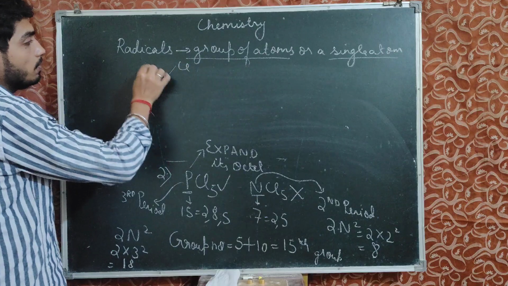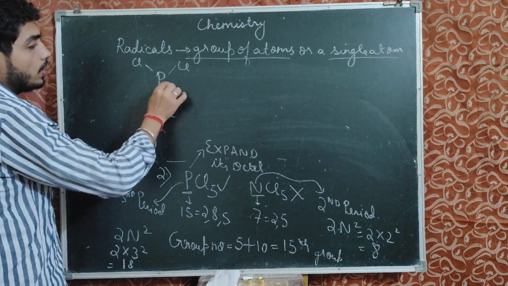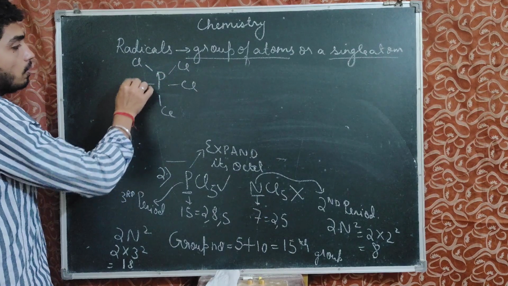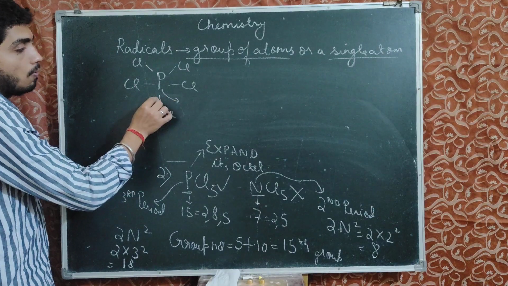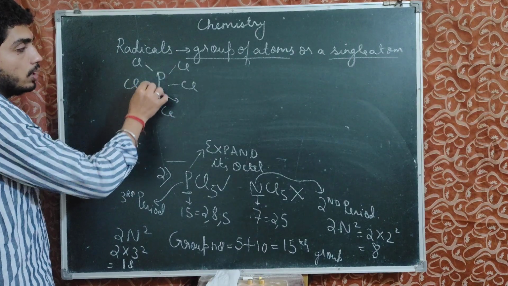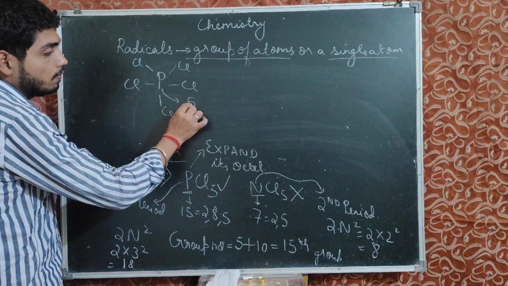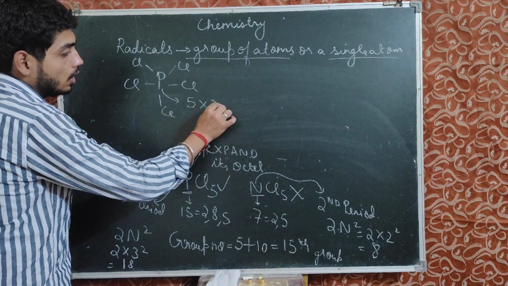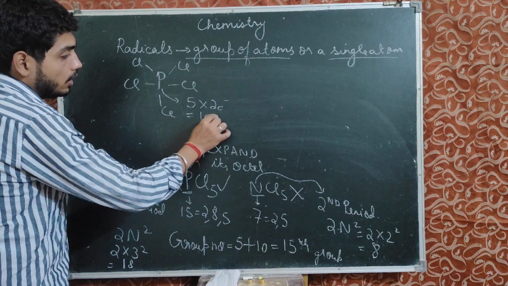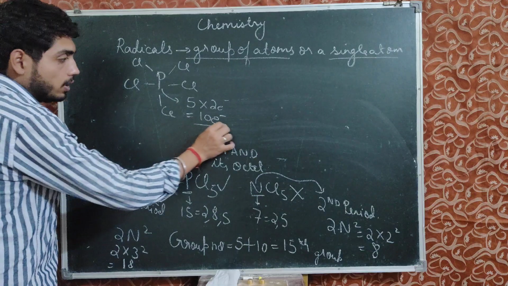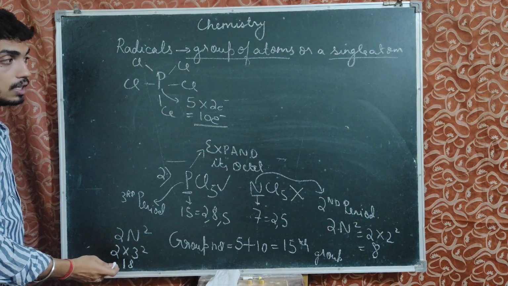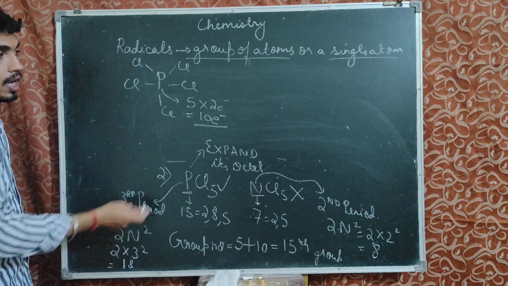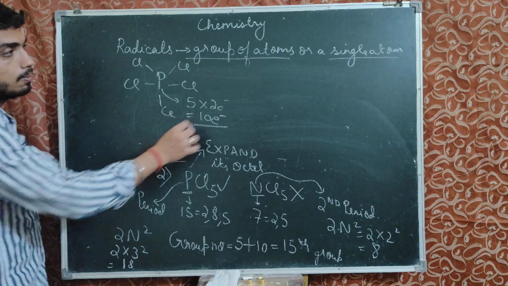Phosphorus makes PCl5. It makes 5 covalent bonds like this. So how many electrons does it have right now? Each bond contains 2 electrons. So 5 bonds into 2 electrons, a total of 10 electrons. And this is stable as well, because the maximum number of electrons it can accommodate is 18. Here the octet rule will not apply because phosphorus is a third period element.